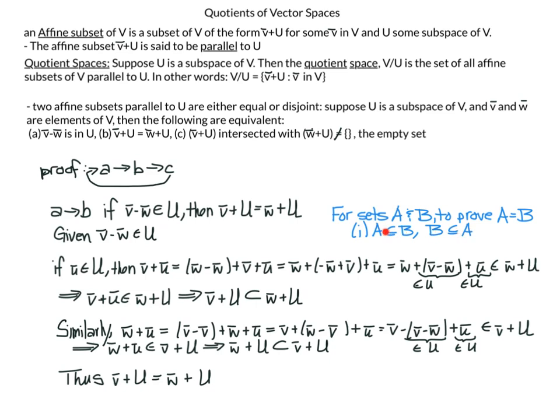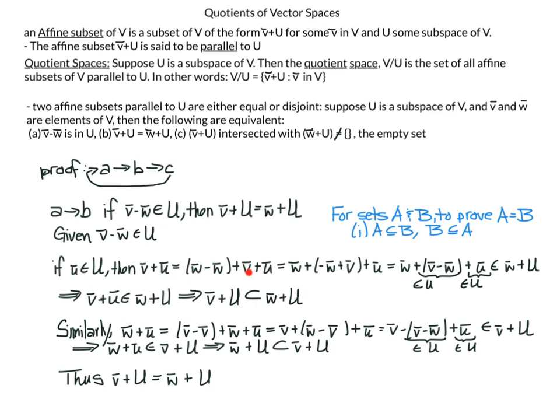Once we've proven these two things for them both to be true, it must be that A is equal to B. So we're going to start with now that V plus U is a subset of W plus U. So we're given, if we have an element U in the set U, then V plus U is equal to V plus U, and then we can add a W minus W because that's just 0.